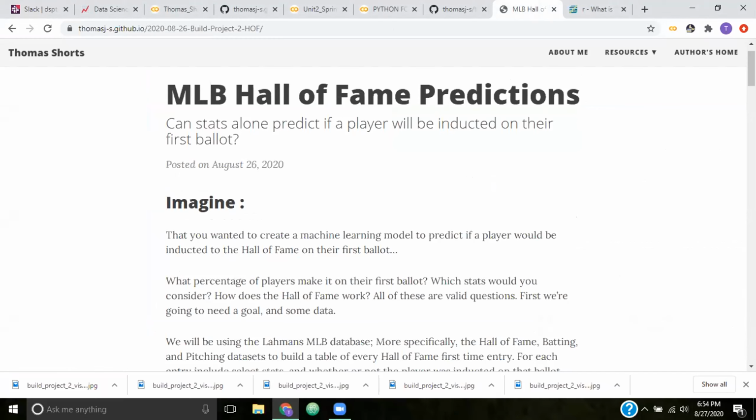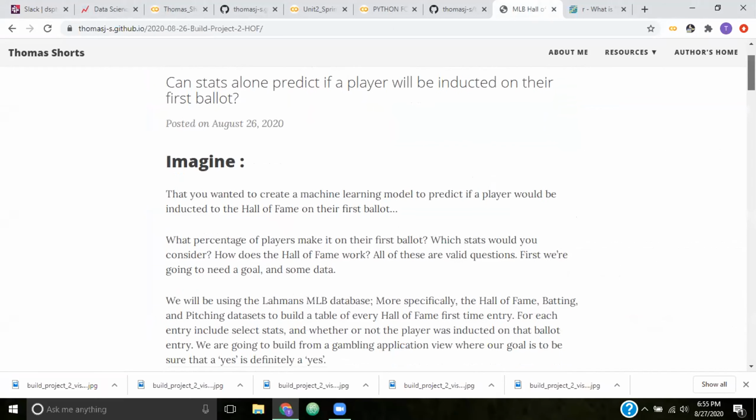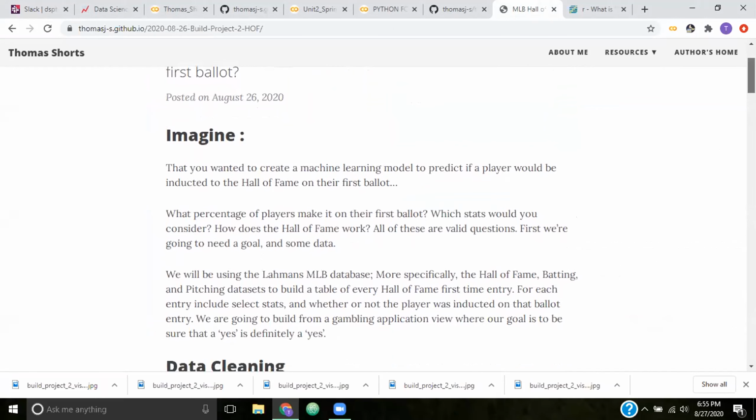So I did my project on trying to predict whether or not a baseball player will be inducted into the Hall of Fame on their first ballot. I've seen it done where people try to predict whether or not they'll be inducted, but you have 3 ballots to be inducted on. So I figured I would shoot for the moon here and see if we can use stats alone to predict whether or not they'll be inducted on the first ballot.